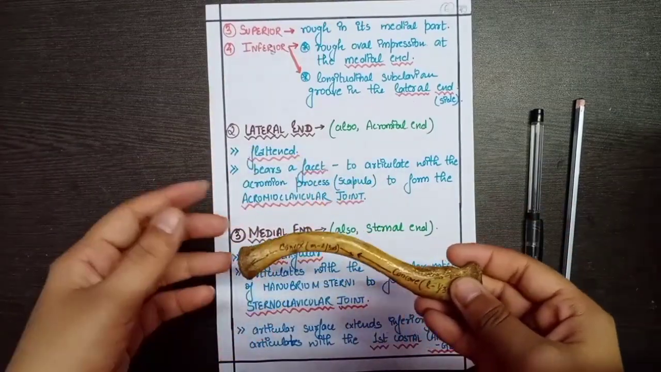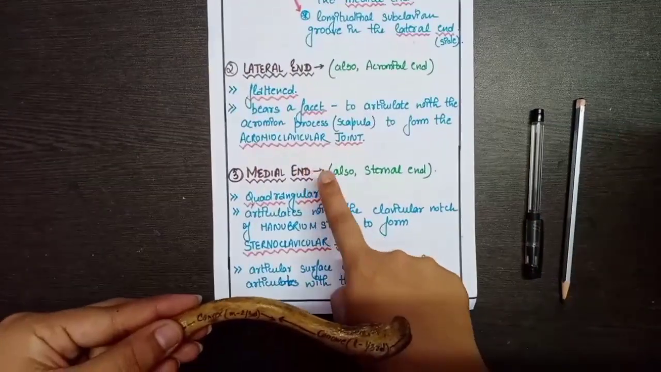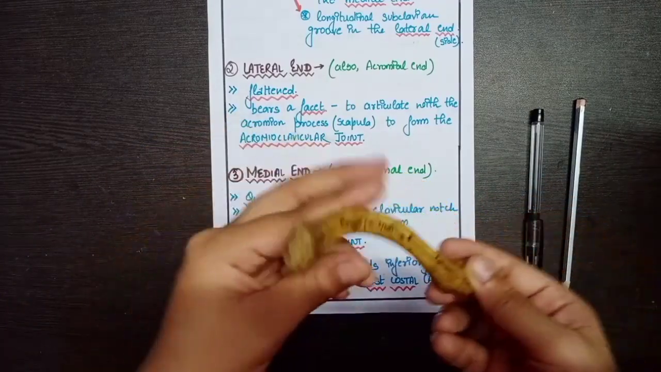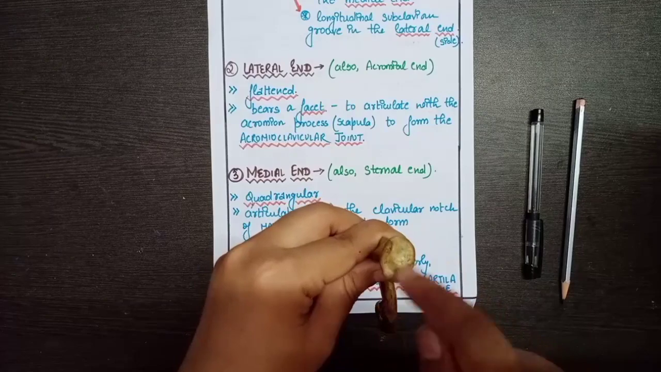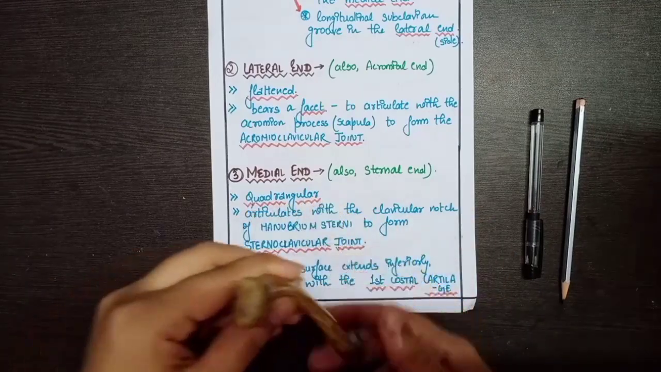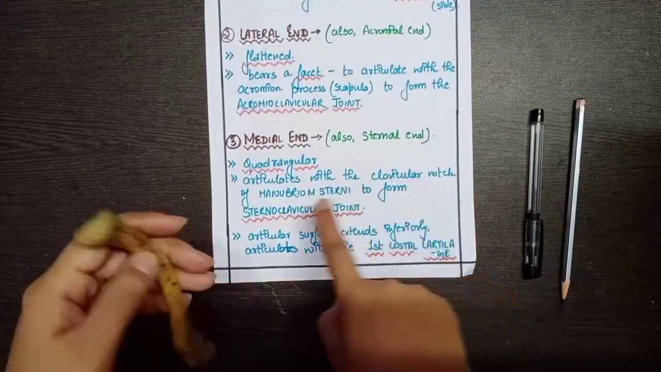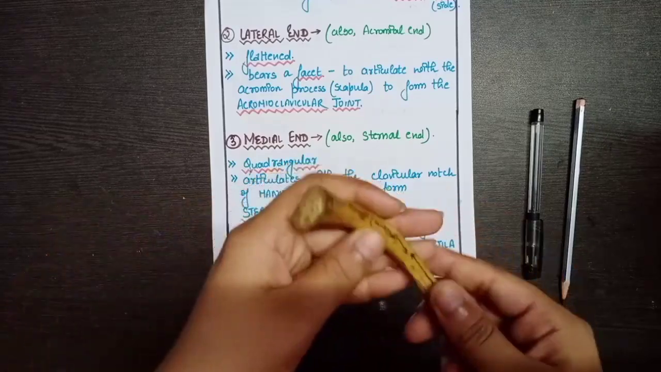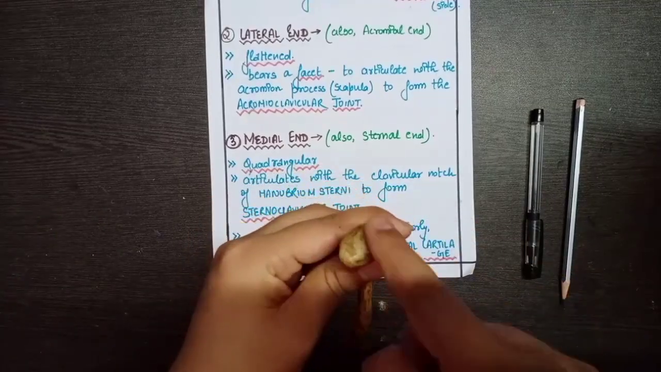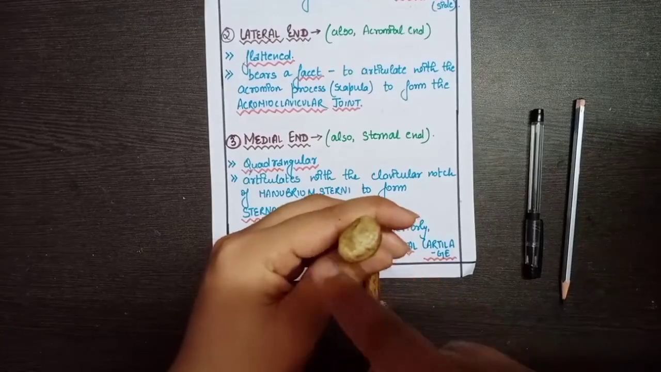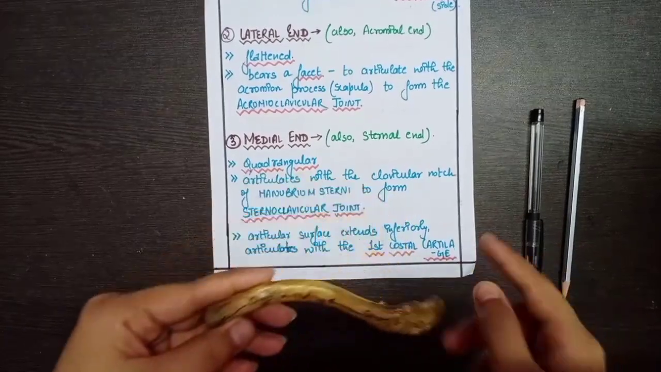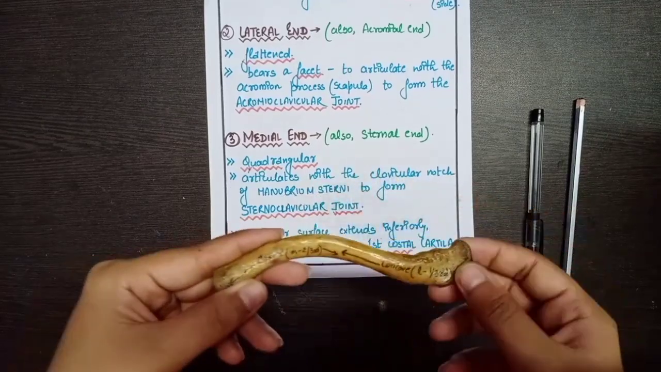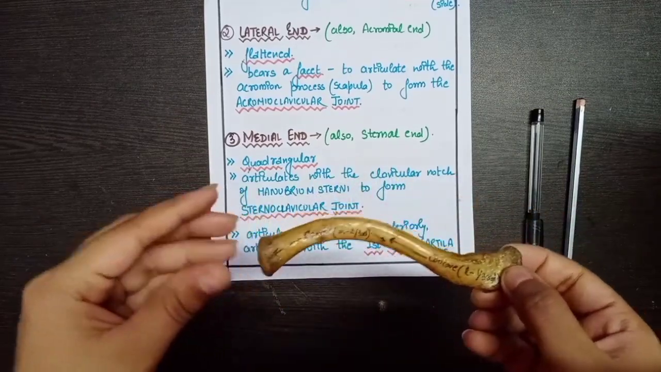So now we'll talk about the medial end. The medial end is also known as the sternal end. See, this is the sternal end or the medial end. It is quadrangular in shape. It articulates with the clavicular notch of the manubrium to form the sternoclavicular joint. So this medial end articulates with the clavicular notch of the manubrium sterni and forms your sternoclavicular joint.